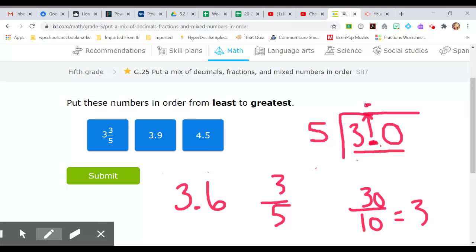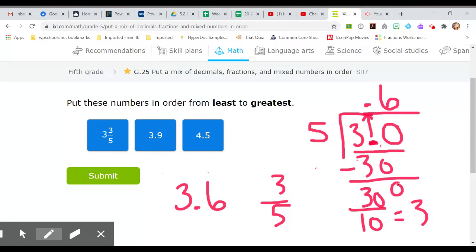So 30 divided by 5 is 6. If I had 30 tenths and divided those by 5, I would have 6 tenths in each group. So 6 times 5 is 30, and that's how the division works. So I know that 3/5 is 0.6, or 0 and 6 tenths.